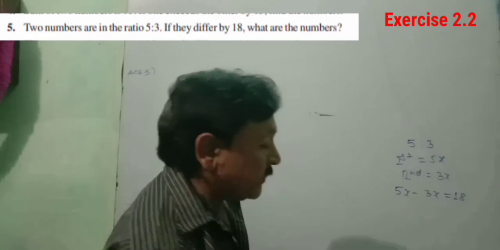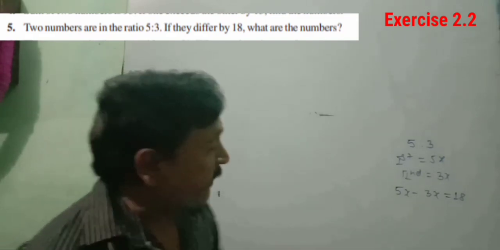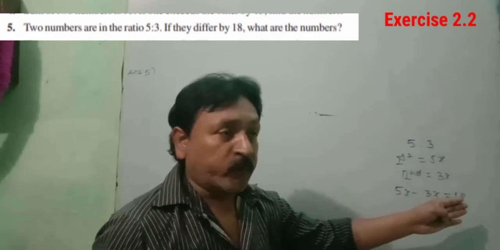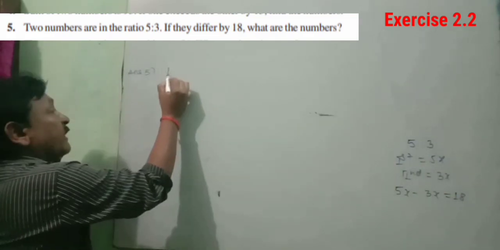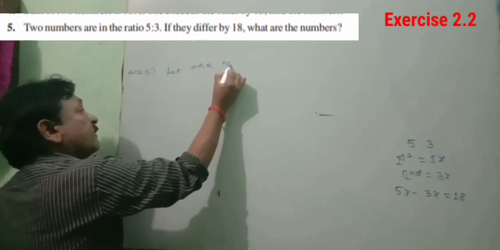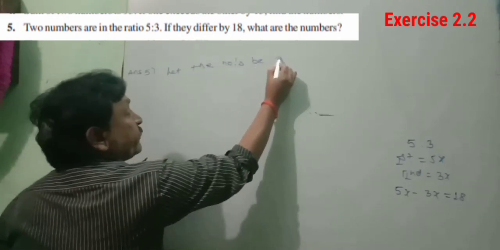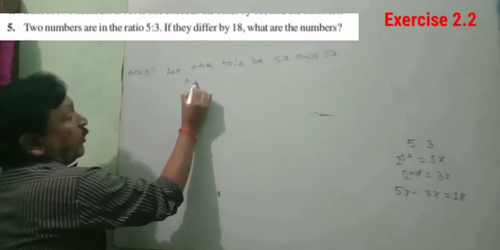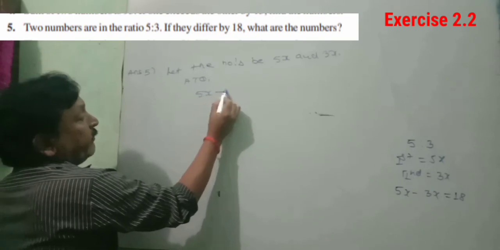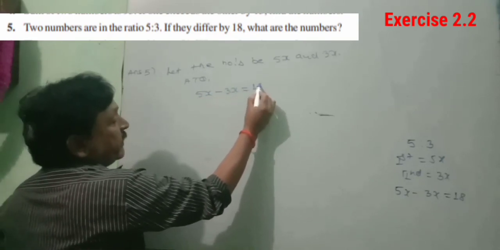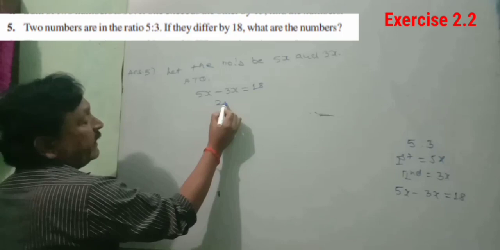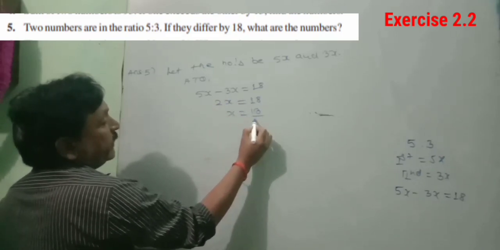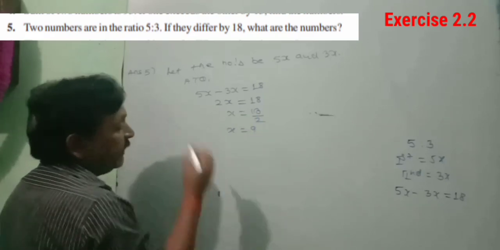Now the question is asking what the numbers are. So we have to just solve it, find the value of x, and then we will know both the numbers. Okay. Just see that. Let the numbers be 5x and 3x. According to the question, 5x minus 3x, how much? 18. 5 minus 3, we will have 2x is equal to 18. X will be equal to 18 upon 2, and 2 nines are 18.